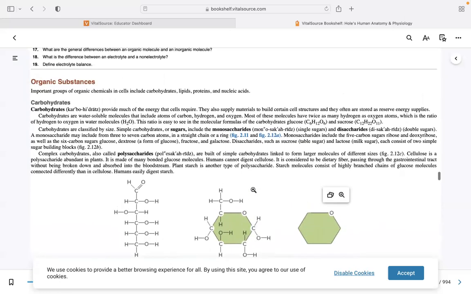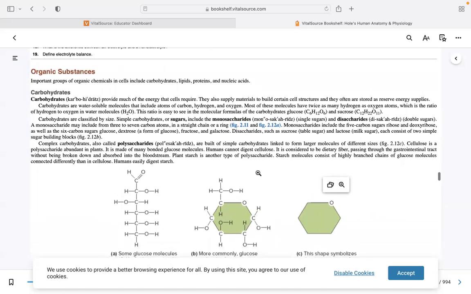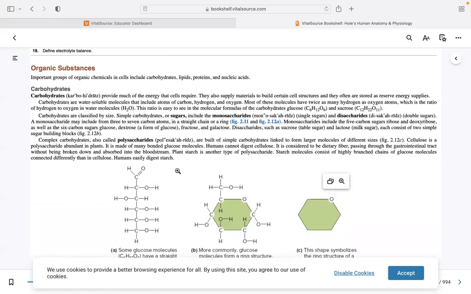Make your life easy. So carbohydrates, also known to you and I as sugars. You have simple sugars called monosaccharides, doubled up sugars called disaccharides. And then if you have a whole bunch of sugars all linked together, that's called a polysaccharide.